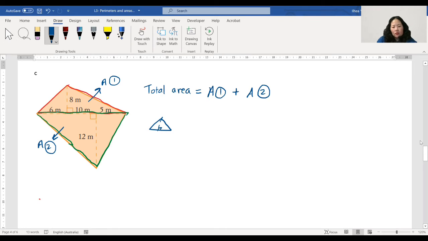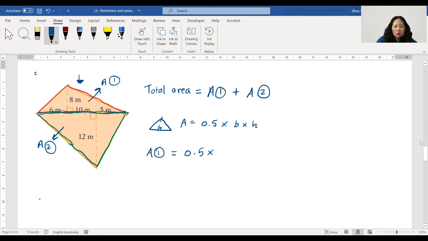Area of triangles, we need to have 0.5. I'm going to use 0.5 instead of a half. 0.5 times base, okay, and then height. Okay, now I'm going to look at the first triangle. Okay, so I'm looking at this one right now, the top one. So 0.5 times, what is my base? Base is what's on the bottom.